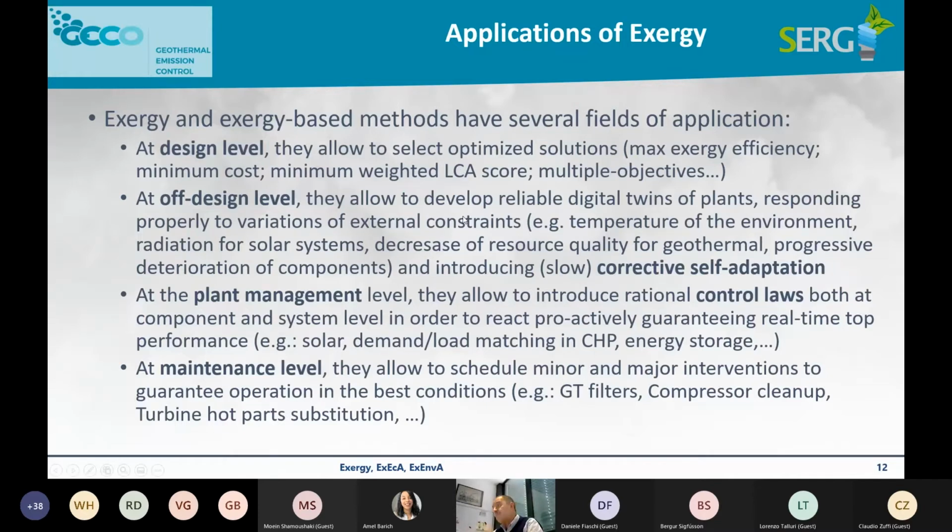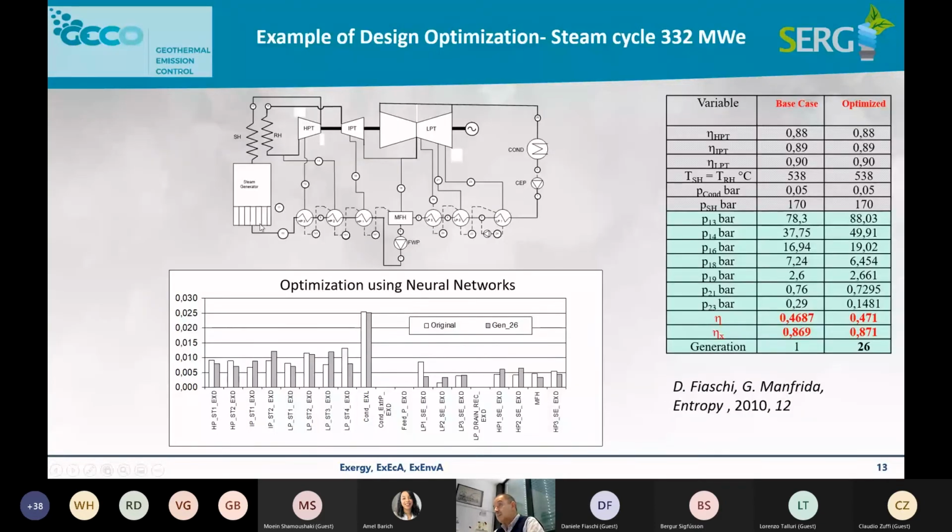There are several fields of application of Exergy: design level, off-design levels, plant management levels, maintenance level. It can be used for optimization. Here you see a complex system with 7 extractions. It's a steam power plant we analyzed in 2010 with Daniele Fiaschi, and we applied neural networks to repeat the analysis and to determine what was the correct pressure to make the extractions, for example.